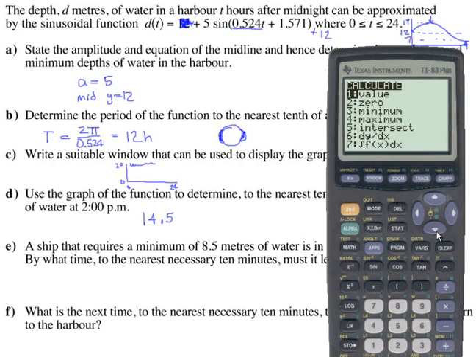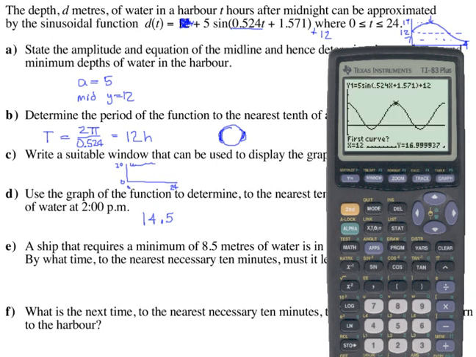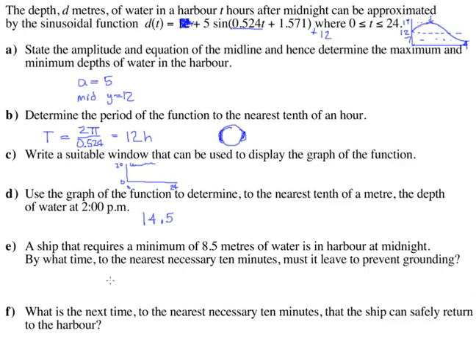If we go second calc, intersect, enter, enter. Careful where you put your guess. There's a lot of intersections on a sine wave. We'll get it way over here. 4.47 hours after midnight is when this ship has to leave.